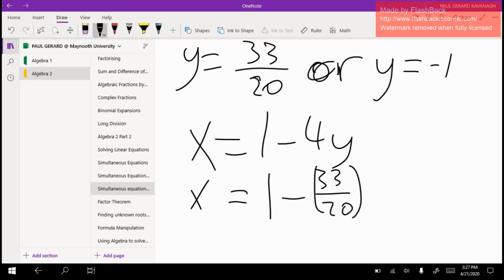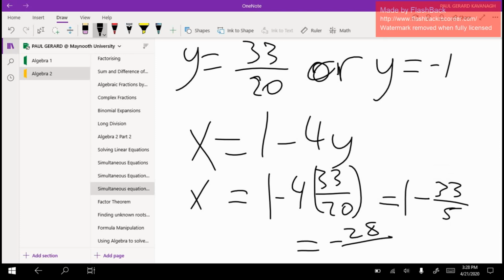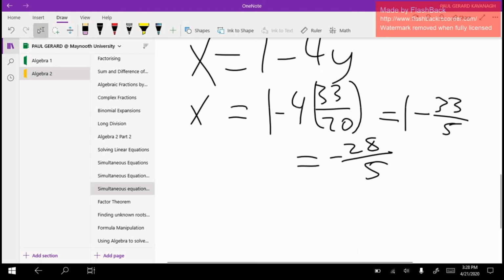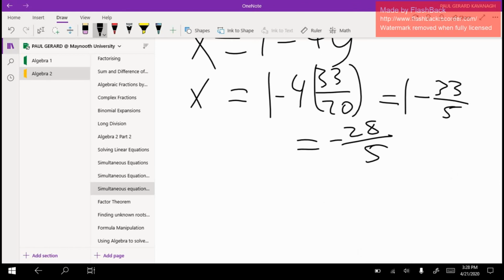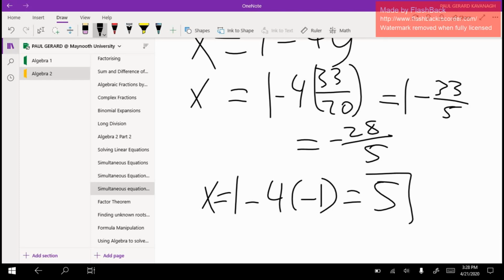33 over 20 by 33 over 20, which will equal minus 3 over 5 minus 28. So now you have that answer. Use it for finding out when you use minus 1. So x is 1 minus 4, which will equal 5.